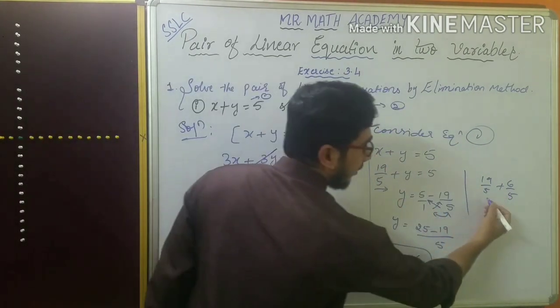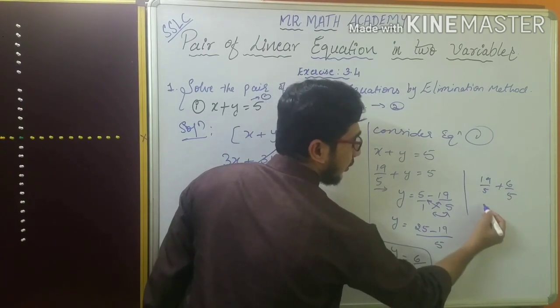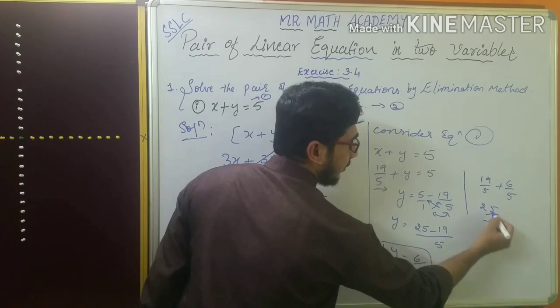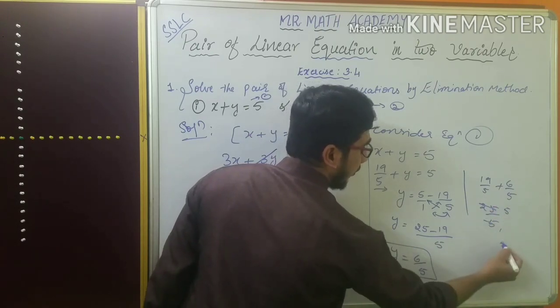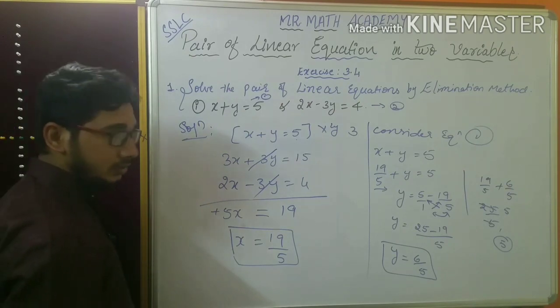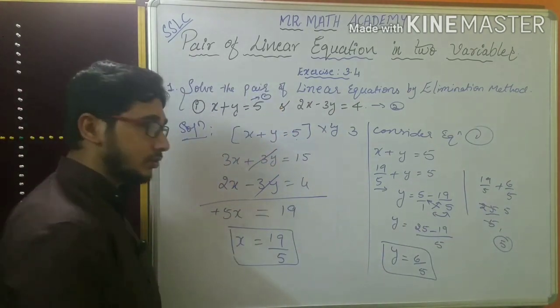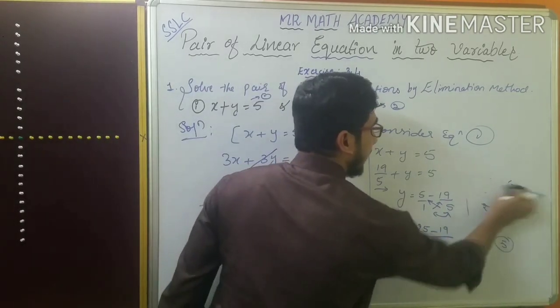We'll simplify it. The denominator is the same, so 5. 19 plus 6 is 25. Divide now: 5 ones are 5, 5 fives are 25. So 5 is the answer, that is here. That is the verification. If you want, you can do it, otherwise there is no need. So your final answer will be this one.